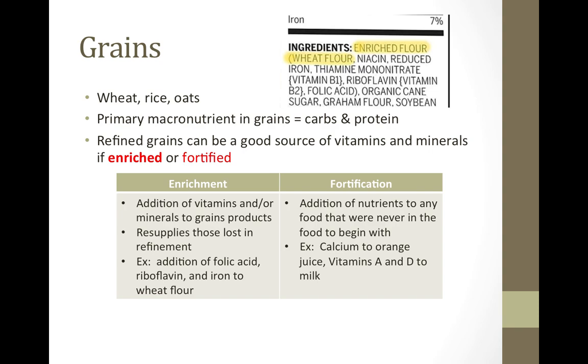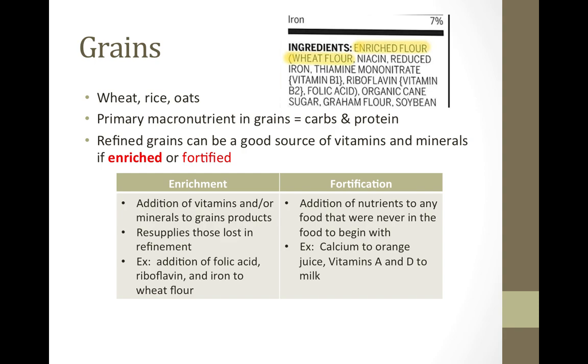Now, included in the grains group are foods made from wheat, rice, and oats. And most of the pastas, breads, oatmeal, and breakfast cereals you consume will fall into this group. And the major macronutrients in grains are carbohydrates and proteins. Now, grains can be divided into 2 subgroups, which are whole grains and refined grains. I'm sure you've heard these terms before, but what do these mean?